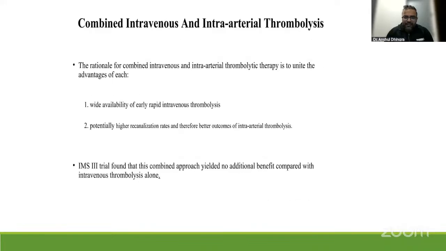Combined intravenous and intraarterial thrombolysis. The rationale for combined intravenous and intraarterial thrombolytic therapy is to unite the advantages of each: wide availability of the early rapid IV thrombolysis, and potentially higher recanalization rate, and therefore better outcome. The EMS3 trial found that the combined approach yielded no additional benefit compared to IV thrombolysis alone.